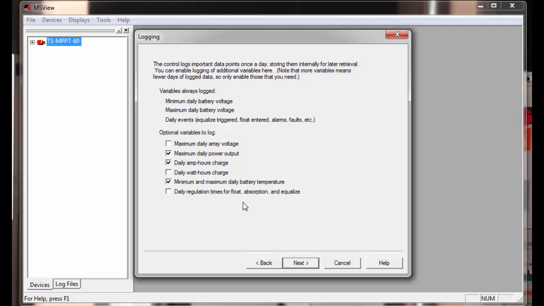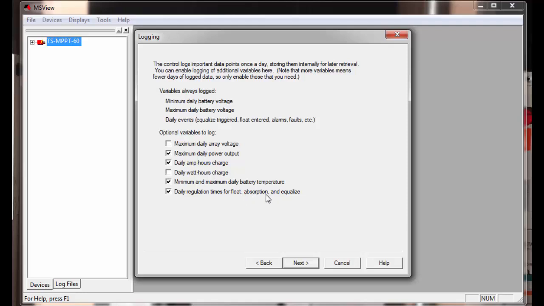This final one I would recommend always using, because this is very good information about whether you're going into float, whether you're going into absorption. This will tell you the number of minutes per day that you're in any of these states. You'll know if you've made it through an equalize, you know how long you spent in absorption, and you can look back at your daily float and absorption information. You can see this on LiveView or the TriStar meter, or you can download it to an Excel file.